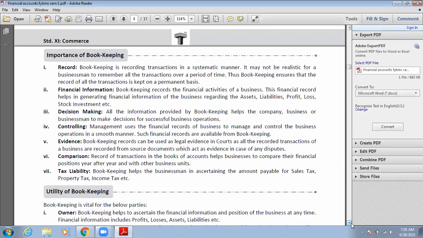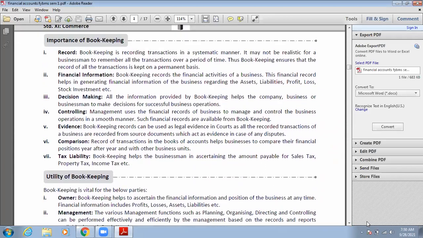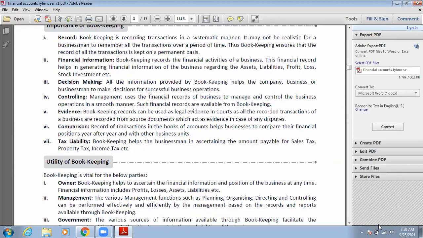Okay, now let's see the importance of bookkeeping. The first point is record. As I told you, bookkeeping is for record. We have to record each and every transaction that we have made. Your books of accounts give you financial information about your assets. I just explained what is an asset, what is a liability, what is profit and loss. Whatever we have and whatever we don't have, we have to record all the transactions.